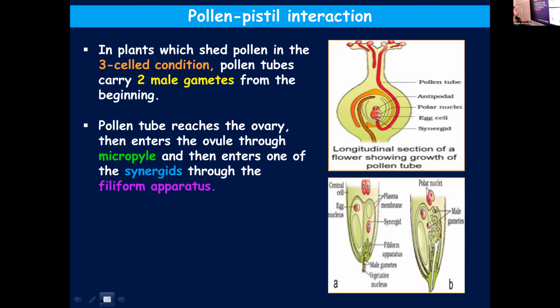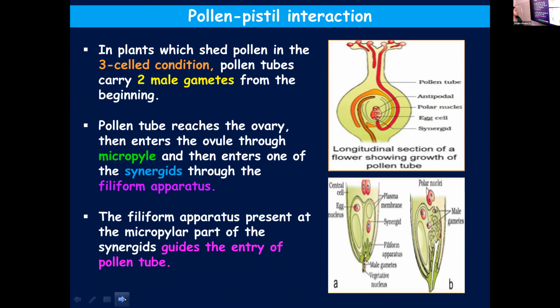It will come in contact with the synergid, and synergids are provided with what? Filiform apparatus. What is the role of filiform apparatus? To guide the pollen tube into the ovule or into the synergid. The filiform apparatus present at the micropylar part of synergids will guide the entry of pollen tube. Clear?